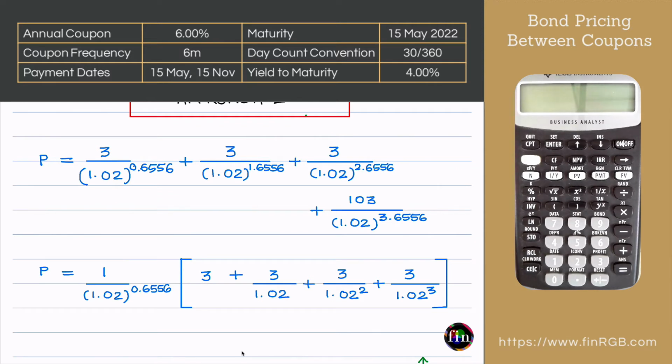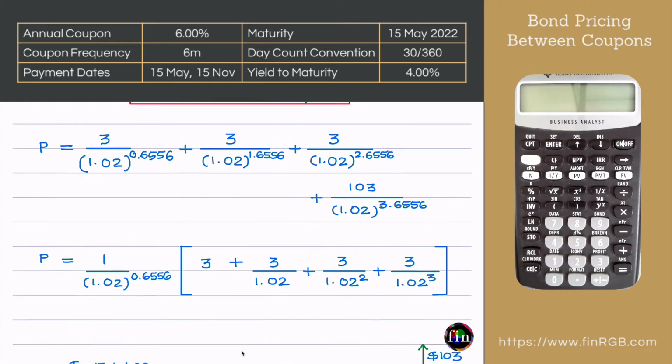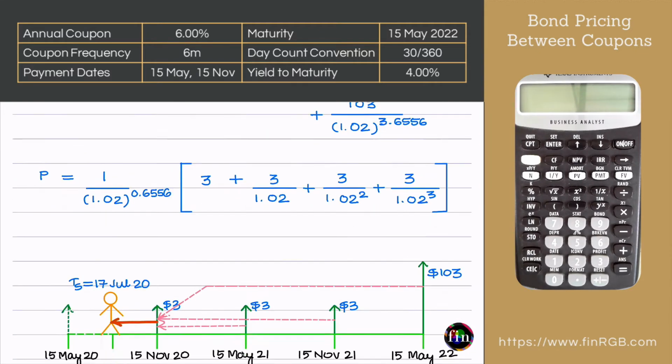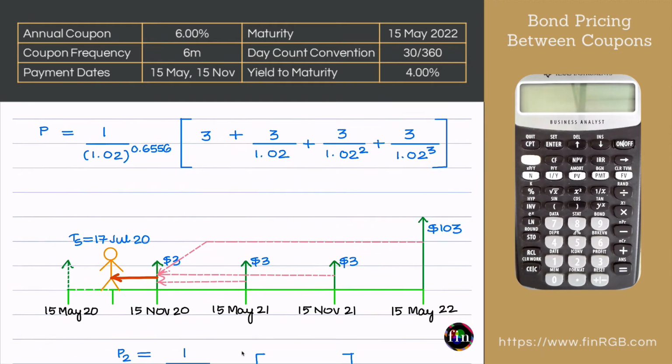Now, can I make the right hand side of this expression such that the exponents in the denominator become whole numbers? One way I can do this is by taking 1 over 1.02 raised to the power 0.6556 common, and this is then what I'll get: 1 over 1.02 to the power 0.6556 times this guy. Now take a look at this expression in the square brackets. What does this expression tell you?